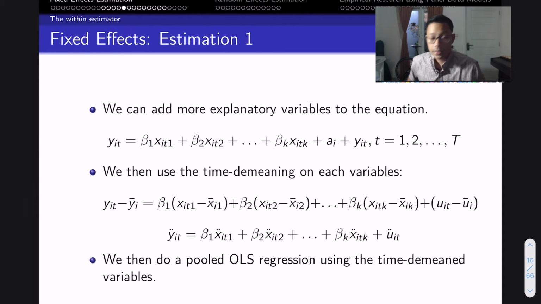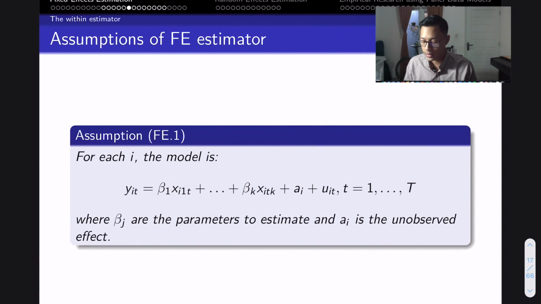Okay, so let's take a look at the assumptions for the fixed effect. Basically, the beta j's are the parameters that we're going to estimate, and a_i is the unobserved effect. This is how important the unobserved effect, or the unobserved heterogeneity, is: it's included in the assumption of the fixed effect.